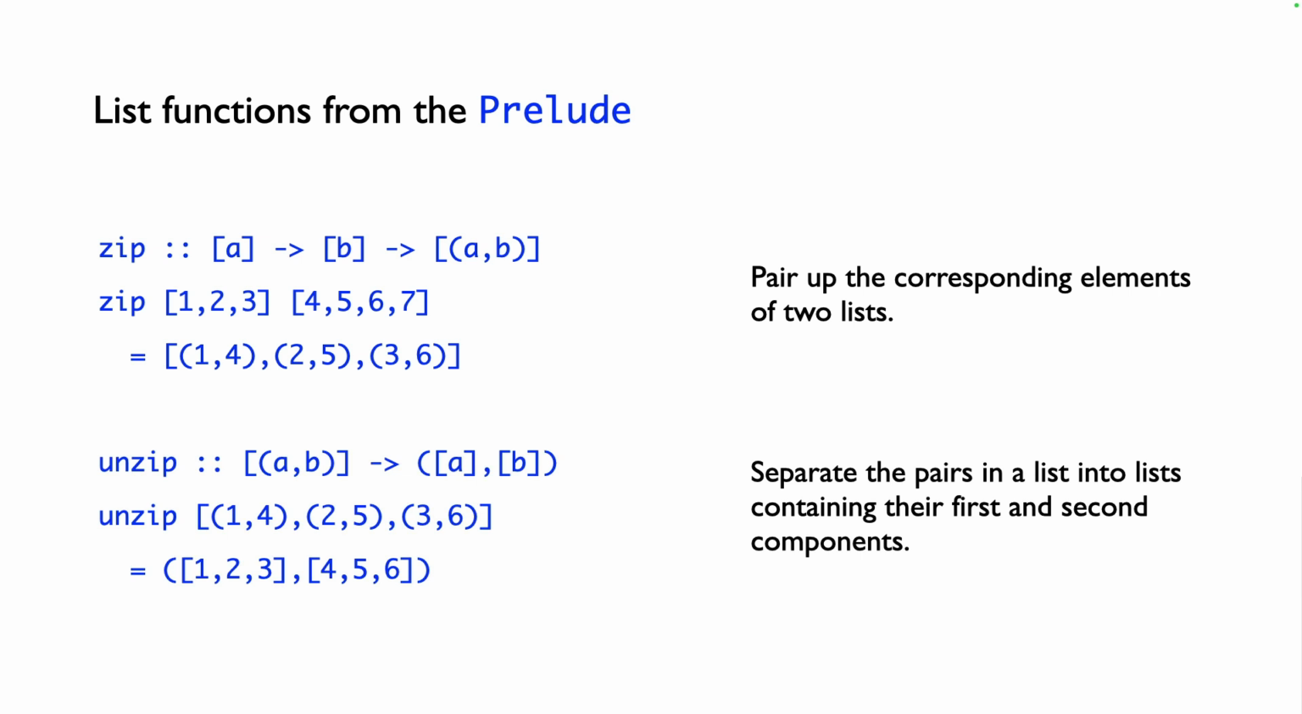And of course, we can unzip a list of pairs into a pair of lists, and necessarily that will give you two lists of the same length. So if we were to zip and then unzip, we would lose any unmatched elements from the end of one of the lists.